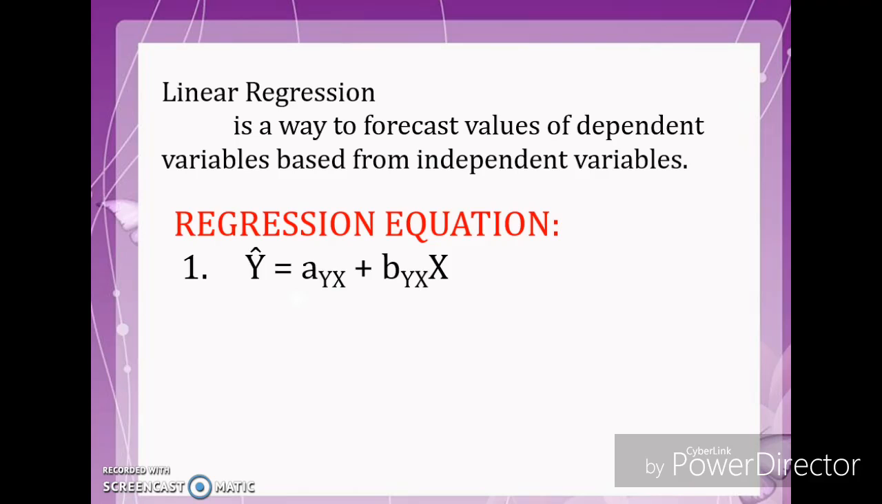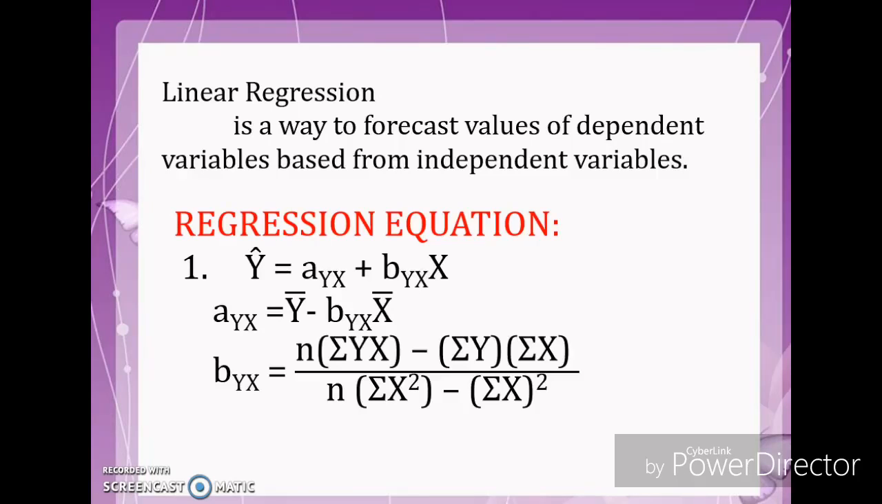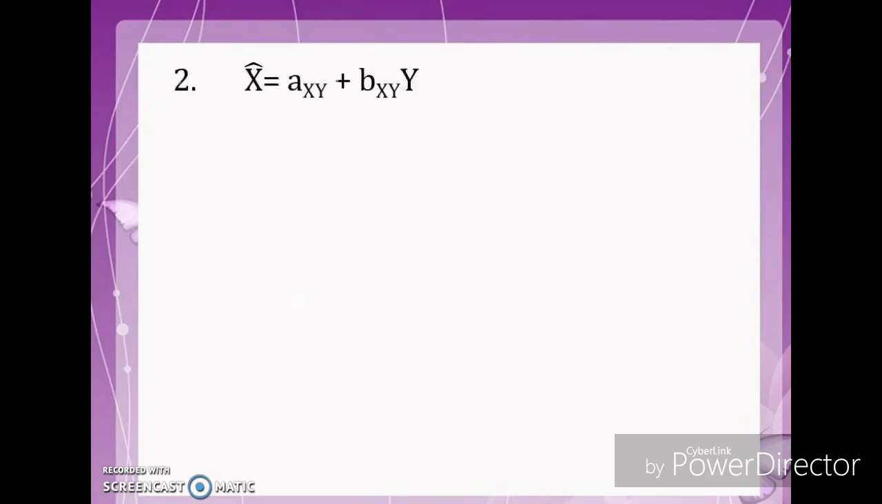Ngayon, paano naman natin makukuha ang formula ng a sub yx at b sub yx? So, ang formula ng a sub yx ay the mean of y minus b sub yx times the mean of x. Then, ang formula naman ng b sub yx ay n times the summation of yx minus the summation of y times the summation of x all over n times the summation of x squared minus the summation of x quantity squared.